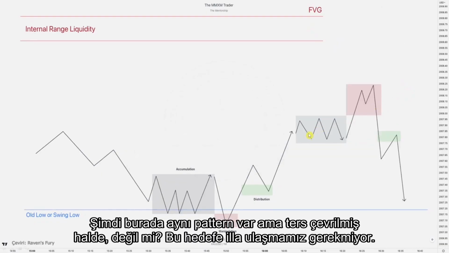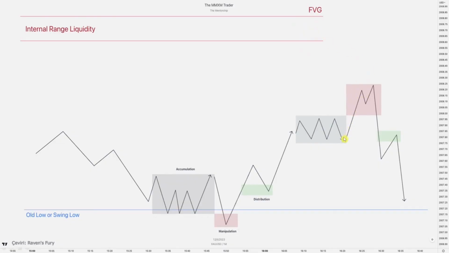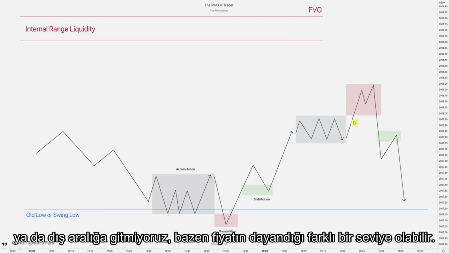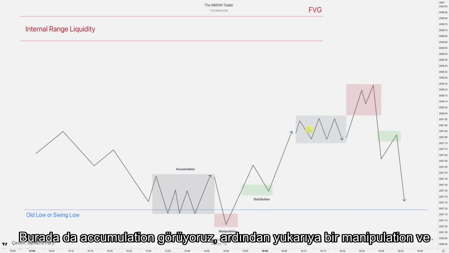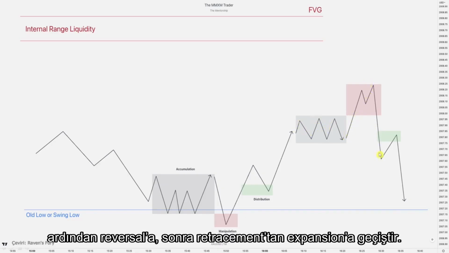Now over here we can have the same pattern but reversed, right? We don't necessarily have to hit this target. We can also reject over here and not reach this target. We're not always 100% going into internal, external. There might be a different level here which it's keying off of. So here we can also see accumulation, then a manipulation up higher and then distribution down lower. So this is a consolidation into expansion and then a reversal, and then retracement into expansion.